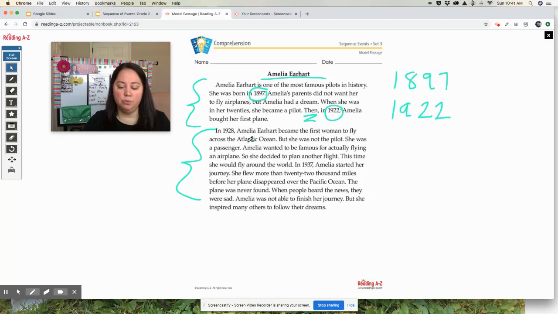She flew more than 22,000 miles before her plane disappeared over the Pacific Ocean. The plane was never found. When people heard the news, they were sad. Amelia was not able to finish her journey, but she inspired many others to follow their dreams.